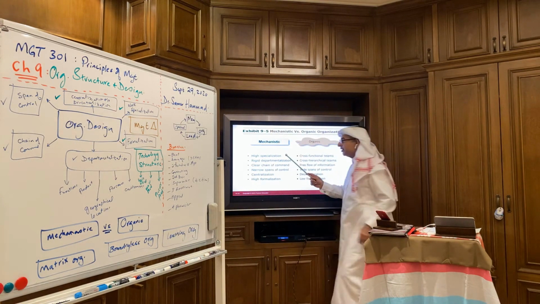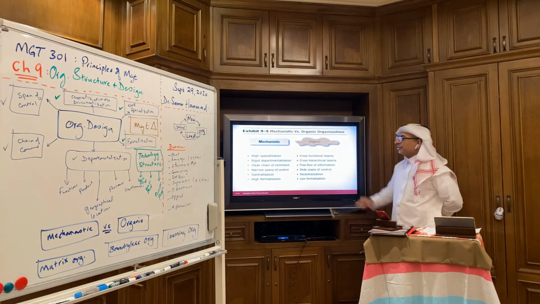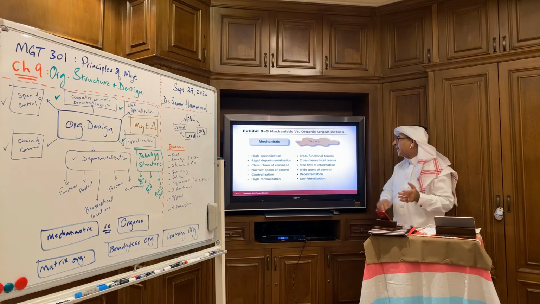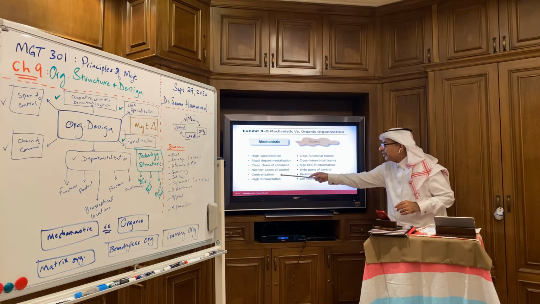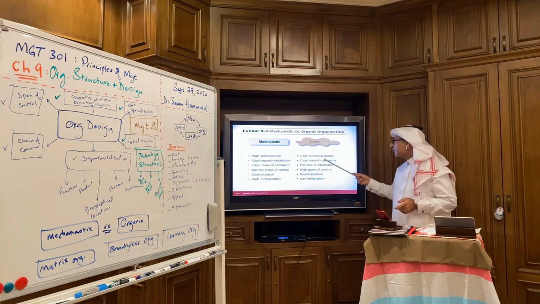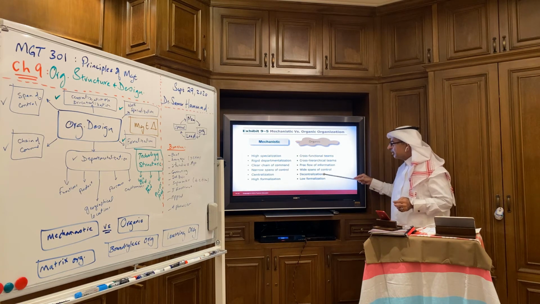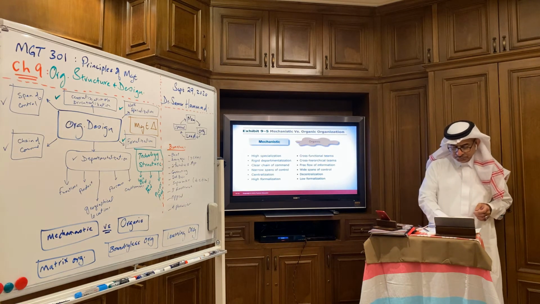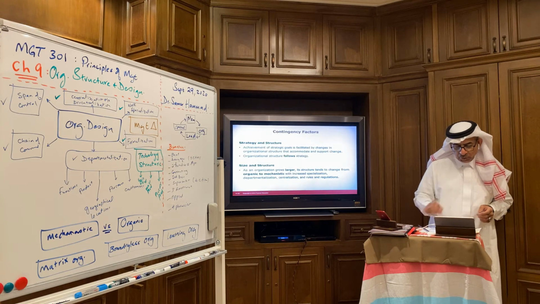Mechanistic: high specialization, rigid departmentalization, clear chain of command, narrow span of control, centralization, high formalization. Organic: cross-functional teams, cross-hierarchical teams, free flow of information, wide span of control, more decentralization, and low formalization. Okay.